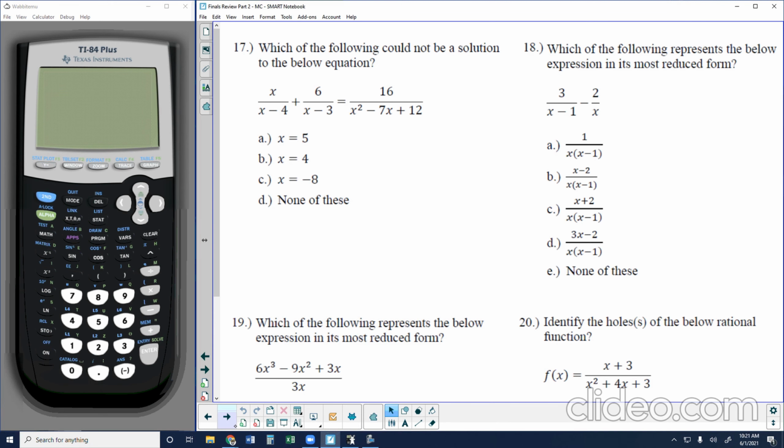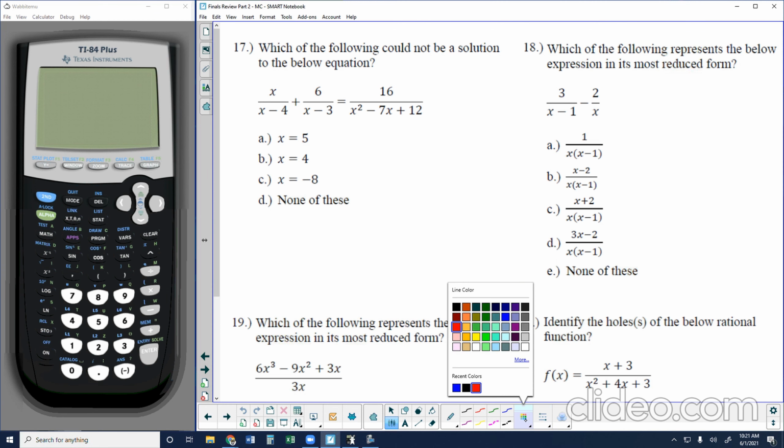Let's jump right into some example problems. In problem number 6, it says, which of the following could not be a solution to the below equation? We have a few different options: x could equal 5, 4, -8, or none of these. Potentially x could be all of those answers, and that would give us a solution of none of these.